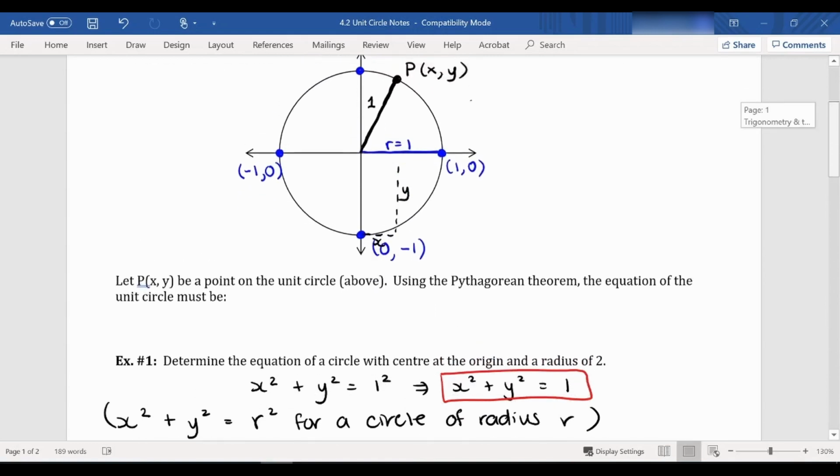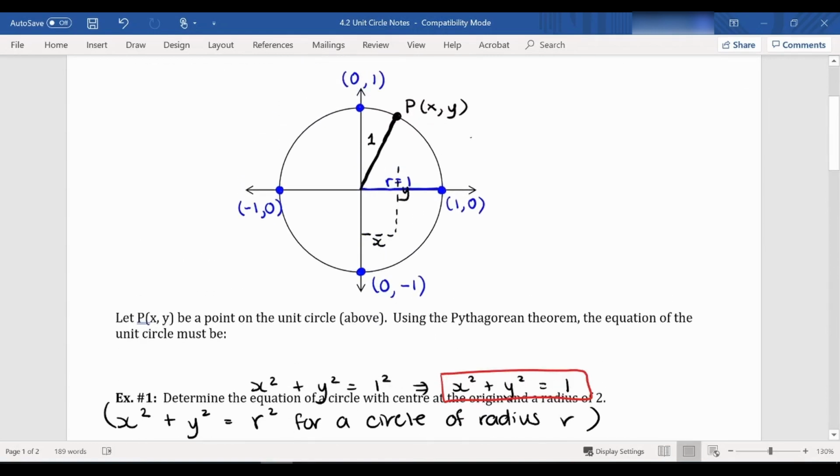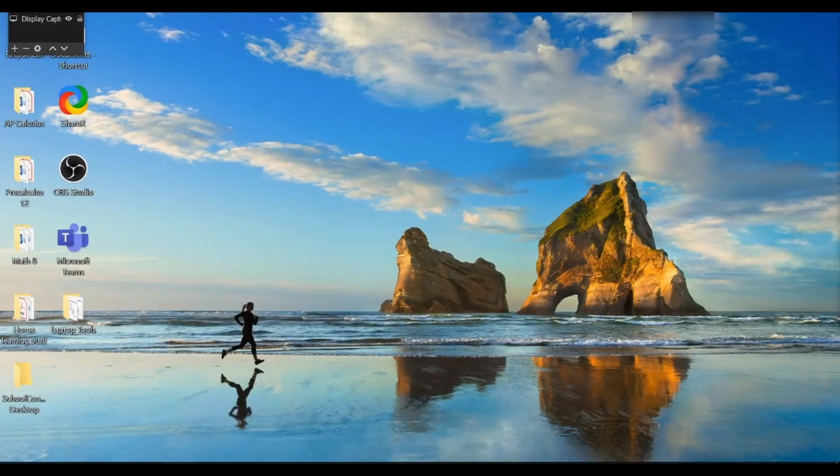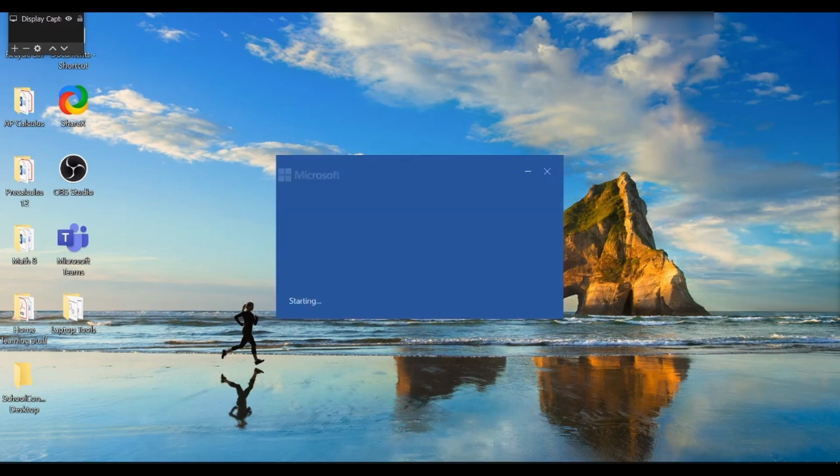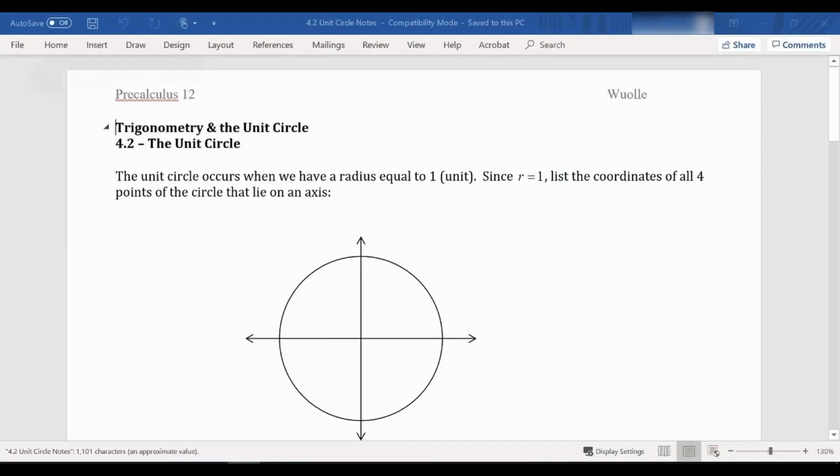Okay. So I could ask you to find the equation. Oh no, some technical difficulties. Let's see if I can fix this before we get going. Let's open this up again. All right, let's try this again.